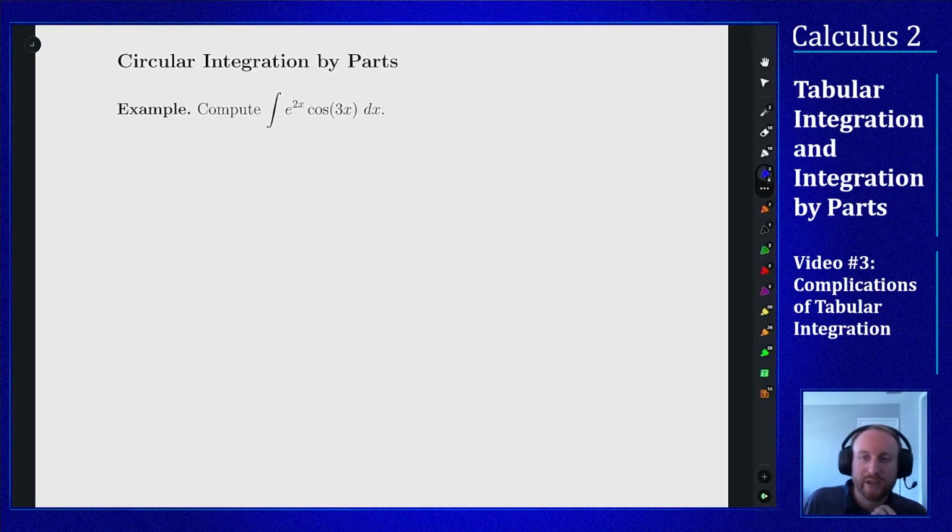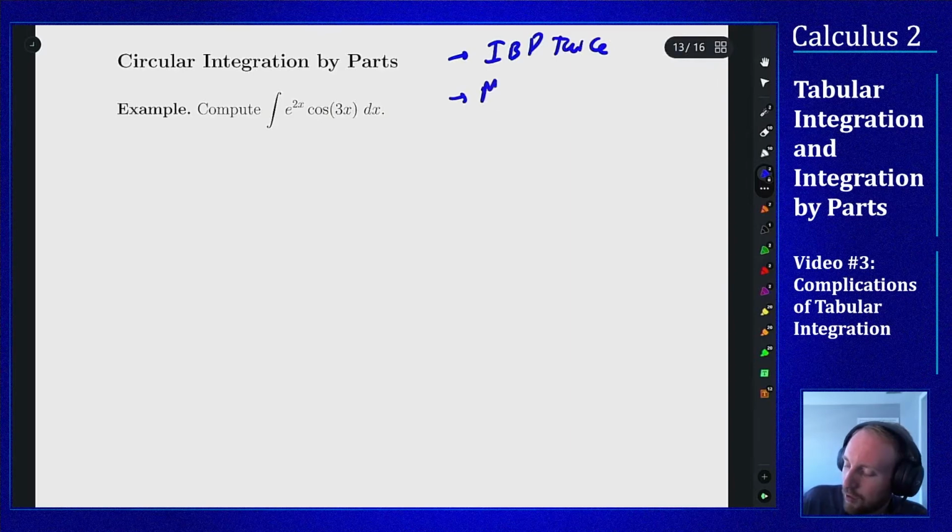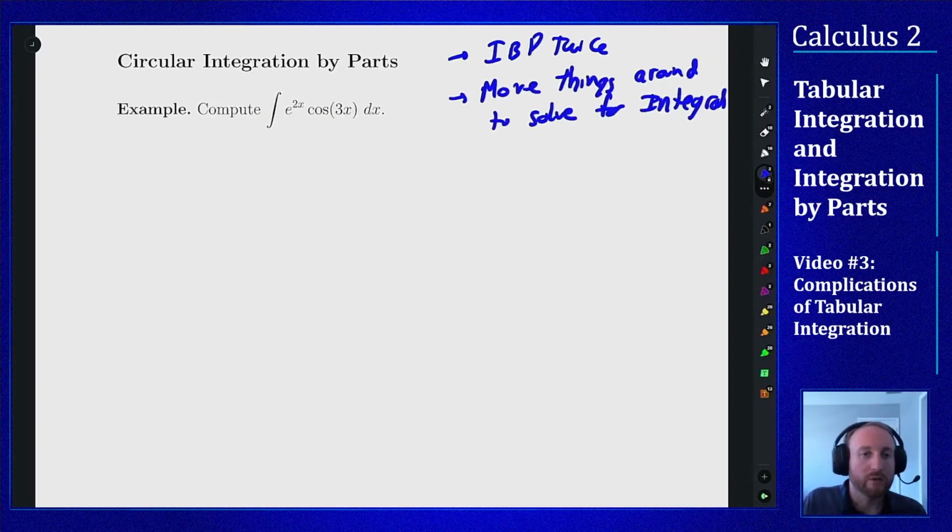Now you may have seen this via normal integration by parts. Basically the point is, if you integrate by parts on this twice, you will land back at an integral that looks like e to the 2x cosine 3x with a constant in front, move it to the other side, and solve it out that way. That's how this problem is normally solved. So the normal process is to integrate by parts twice, and then move things around to solve for the integral. So how does this look in tabular integration?